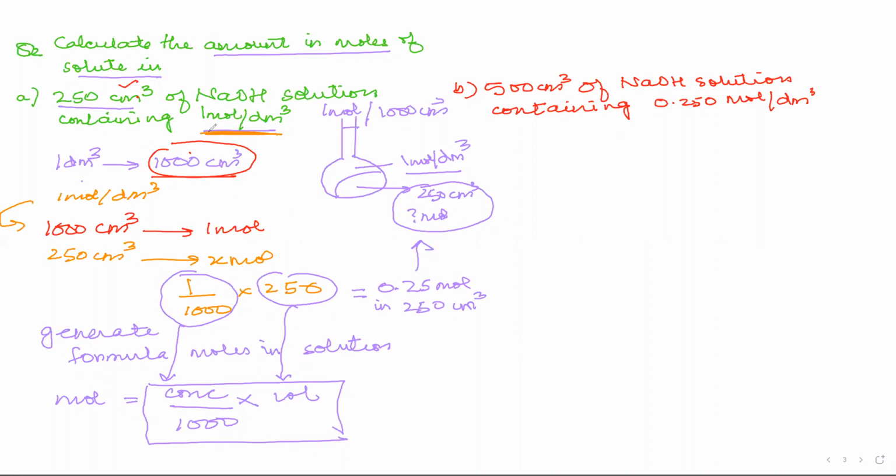So if the concentration is given to us, then we can find out the number of moles which can be present in a specific volume using this particular formula. That's concentration divided by 1,000 into volume. That's a shortcut method when you apply the formula, or you can do it by the reasoning method, like I have done here. All right.